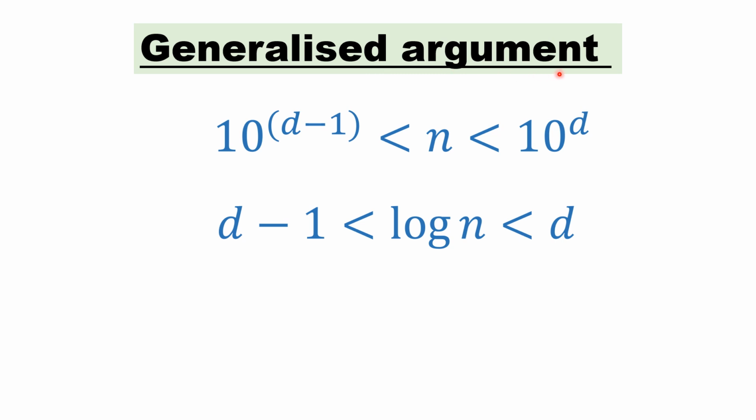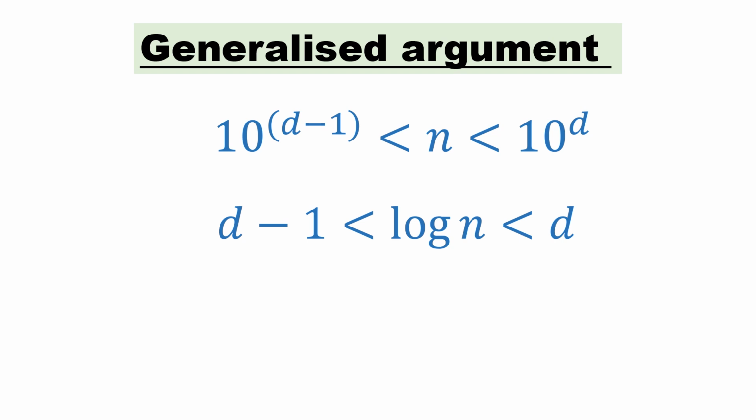If a number n satisfies 10 to the power of d minus 1 is less than n, which is less than 10 to the power of d, then taking log on both sides gives us d minus 1 is less than log n, which is less than d. This means log n lies strictly between d minus 1 and d.